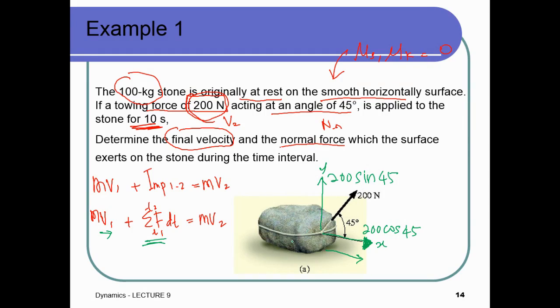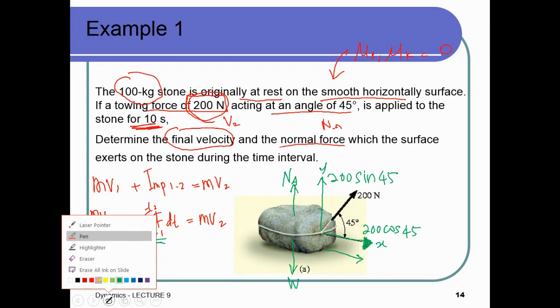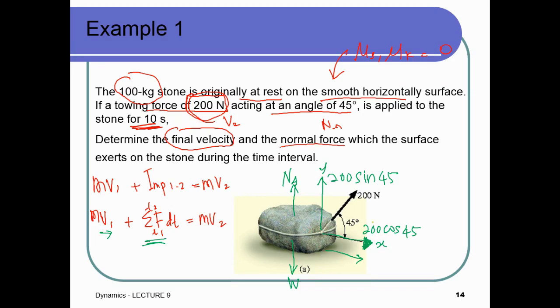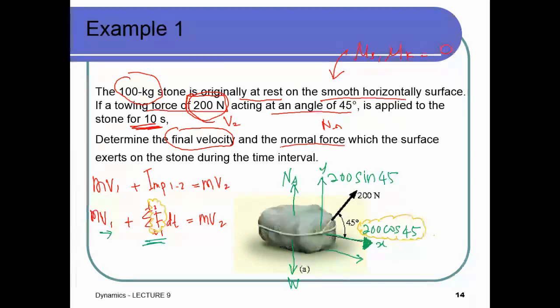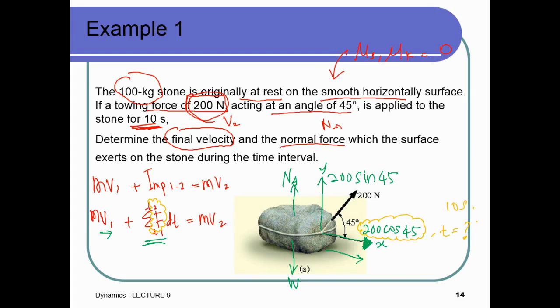Kita akan ada satu weight of the stone, and then there is one normal force acting upwards. So maksudnya di sini external force yang bertindak adalah ini 200, masa dia berapa? T is equal to 10 second. So impulse force times T, masukkan dalam persamaan ni, kita akan dapat jawapannya lah.